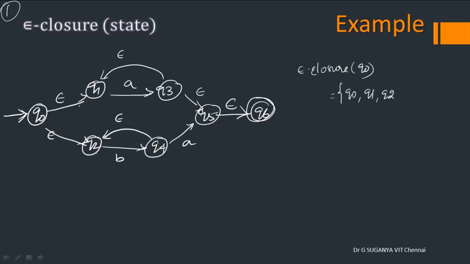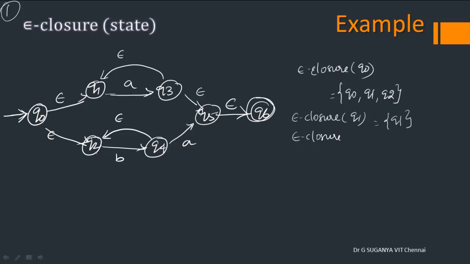Your task doesn't end there. When you can reach Q1 from Q0 on epsilon, you have to again check from Q1 whether there is any possibility to reach any other state on epsilon transitions alone. Here there is only one outgoing edge, which is on A, and hence no. From Q2 also there is only one outgoing edge, and hence you can stop here. Then the epsilon closure of Q1: first I include Q1, then find any state coming out of Q1 with an epsilon transition. There is no such state, and hence it is just this.